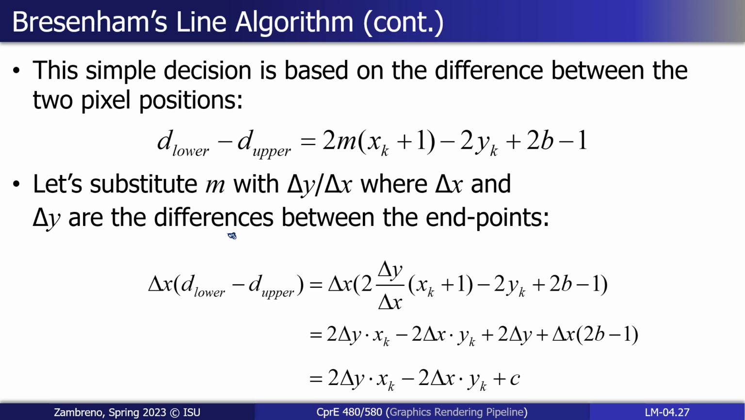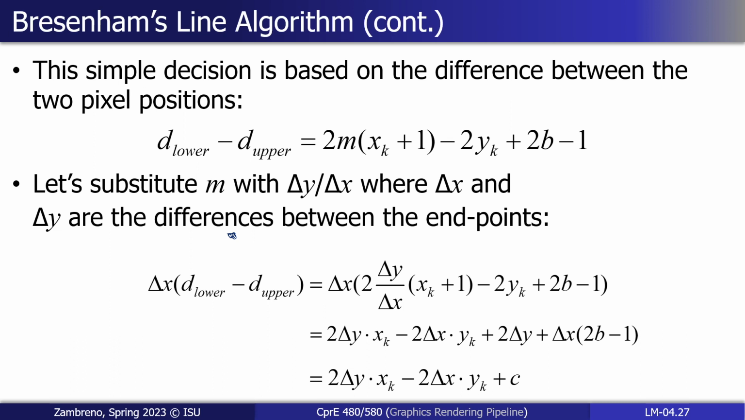We still have that value for the slope there that would require a division. But again, we don't really care about what D lower is. We don't really care about what D upper is. We care about which one is bigger, right? And so any transformation we apply that keeps the sign of that calculation the same is still going to be valid for our purposes of determining, should we go up or should we stay with the lower pixel that we have here. So while we can calculate D lower minus D upper, we really just care about the sign of it.